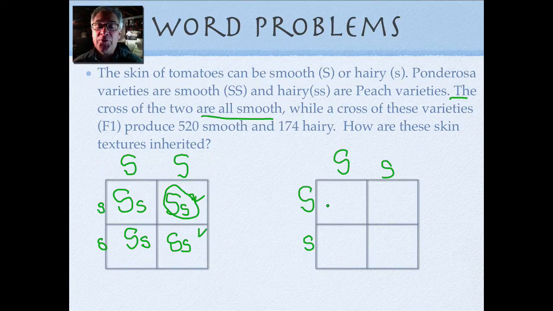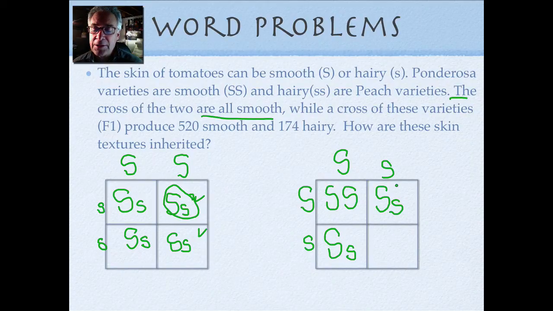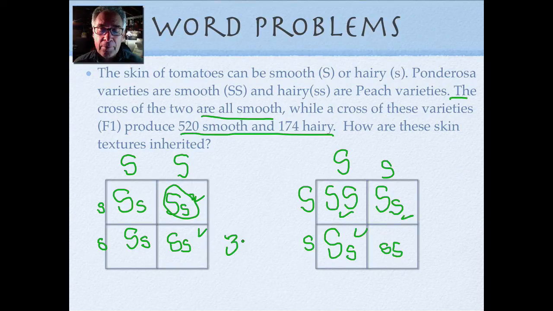So when this pollen grain fertilizes that ovum, we're going to get big S, big S. Over here, we're going to get big S, little s. Over here, the same thing, big S, little s. And then here, when this small s pollen grain fertilizes that ovum, little s, little s. So what are you going to get? Just like we thought we might, this is a 3-to-1 ratio. How many smooth over here? 1, 2, 3. And we have 1 hairy.